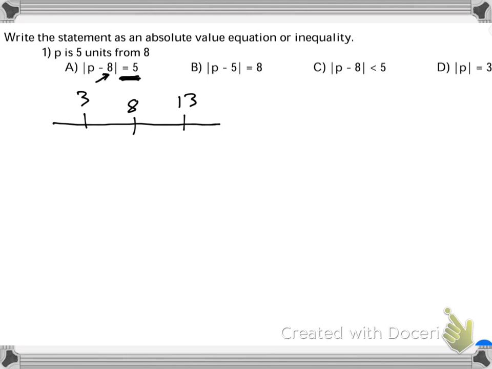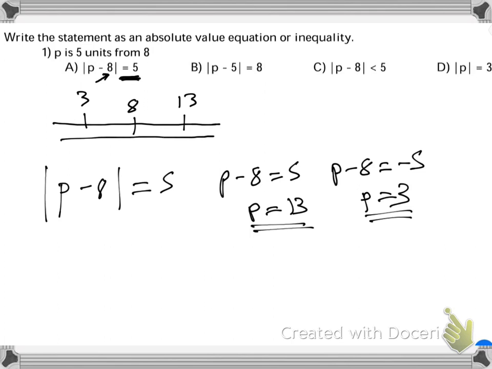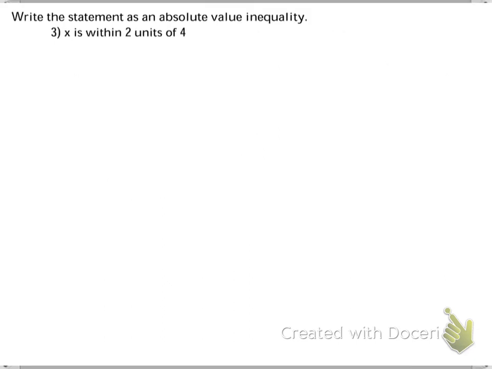Let's see why it is this answer. The absolute value of P minus 8 equals 5. So we will have P minus 8 equals 5 and P minus 8 equals negative 5. If I add 8 to both of these, I will get 13 here. I will get 3 here, which is what we have right here. Okay, so remember, P is 5 units from the number 8. Let's take that and go to the next one.